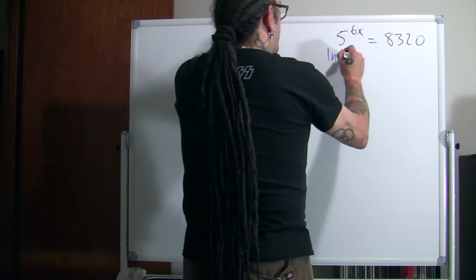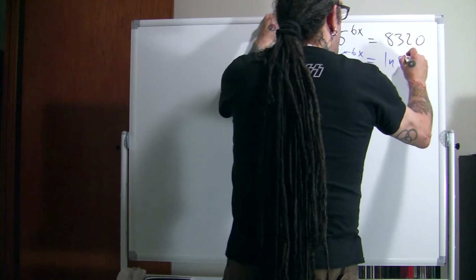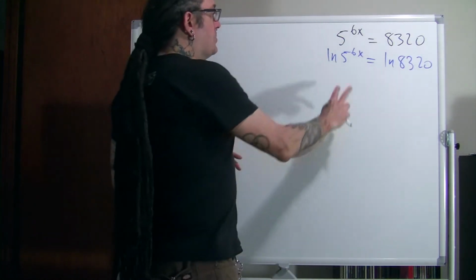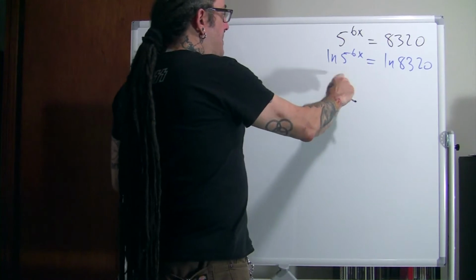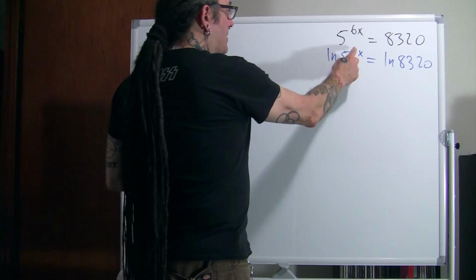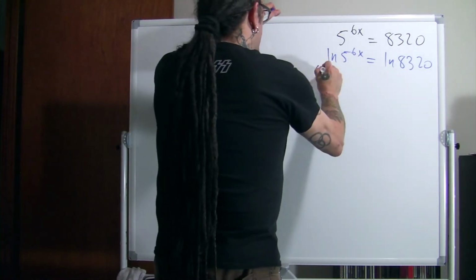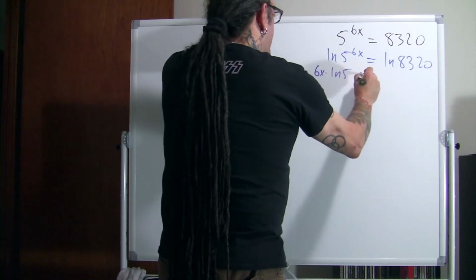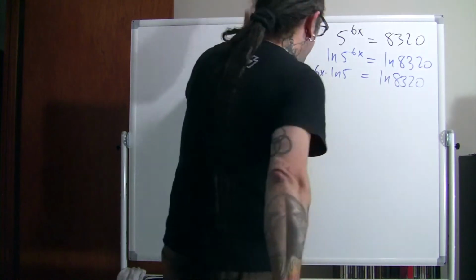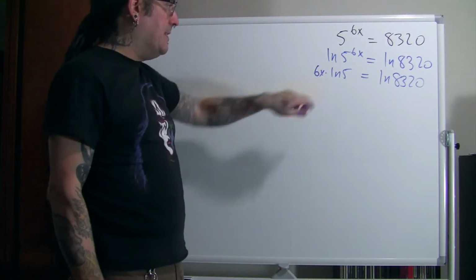So I have ln of 5 to the 6x equals ln of 8320. The reason we do this is because we have the power rule for logarithms, which is that this power comes out in front. So we can rewrite this equation as 6x times ln 5 equals ln of 8320. Now I can divide and get this x by itself.